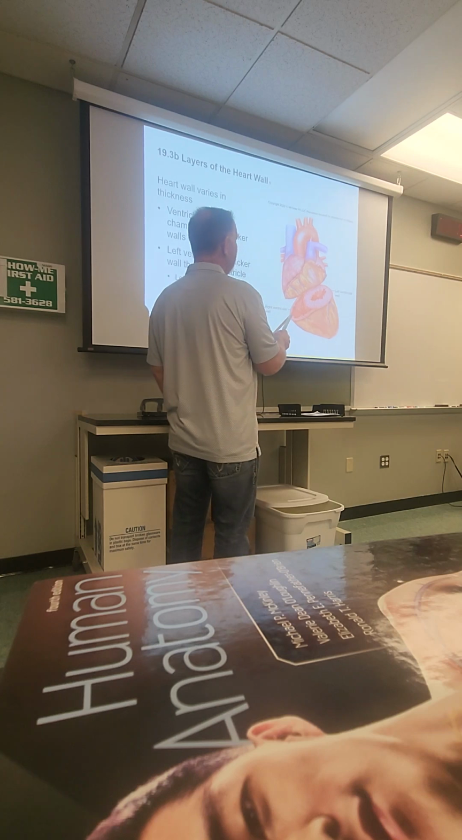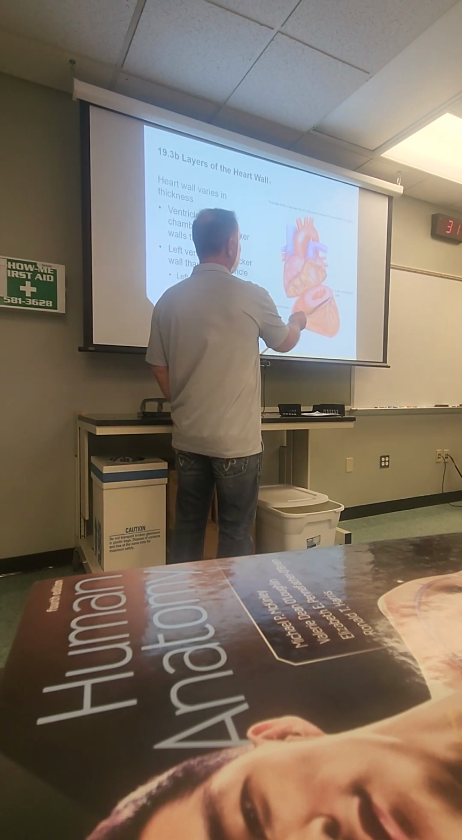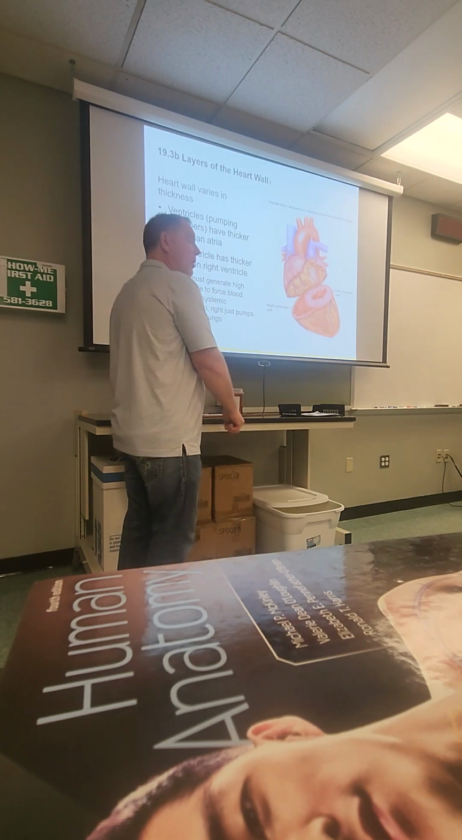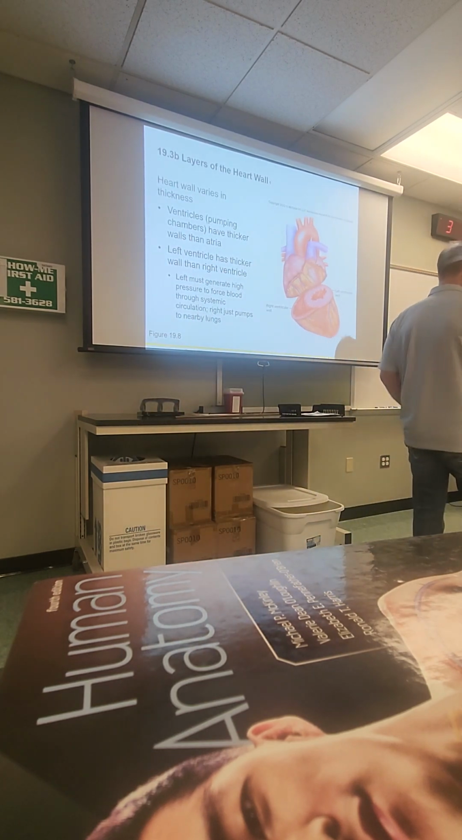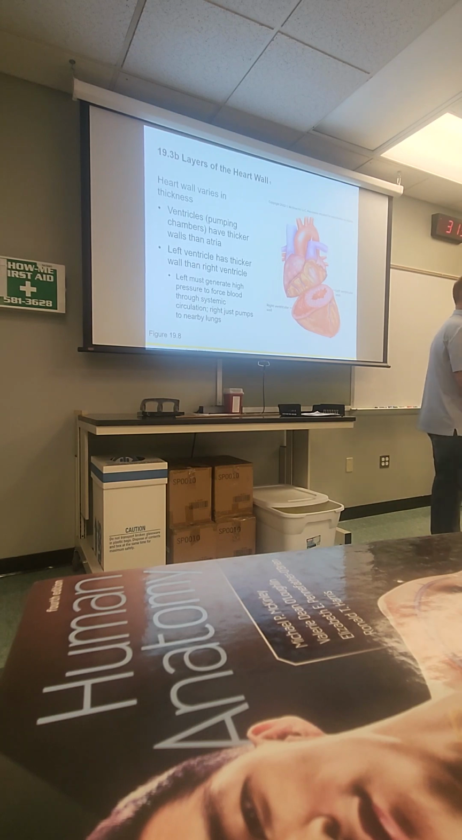Here's the wall of the right ventricle. Here's the wall of the left ventricle. The two ventricles hold a similar volume of blood. Why is the left ventricle so much thicker than the right ventricle?